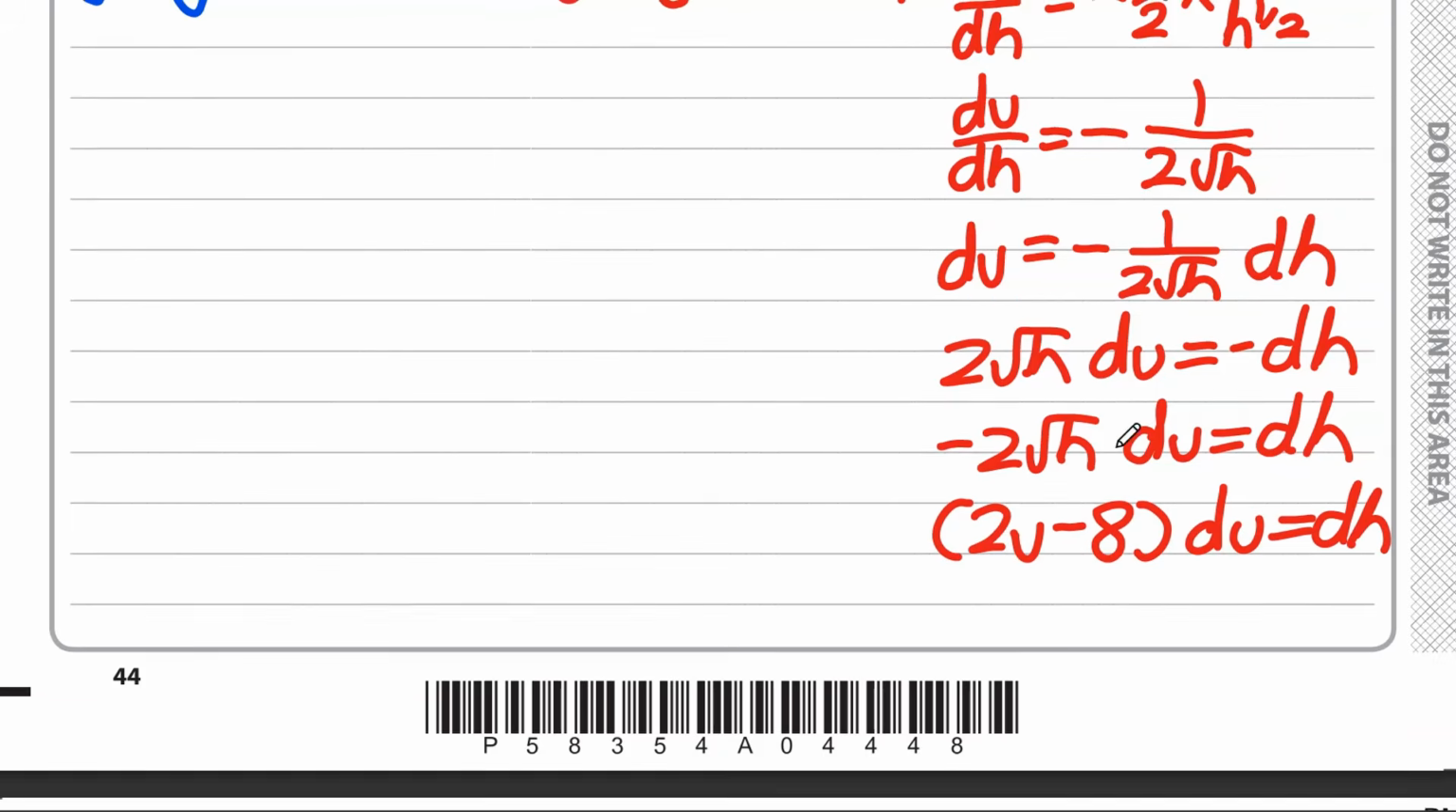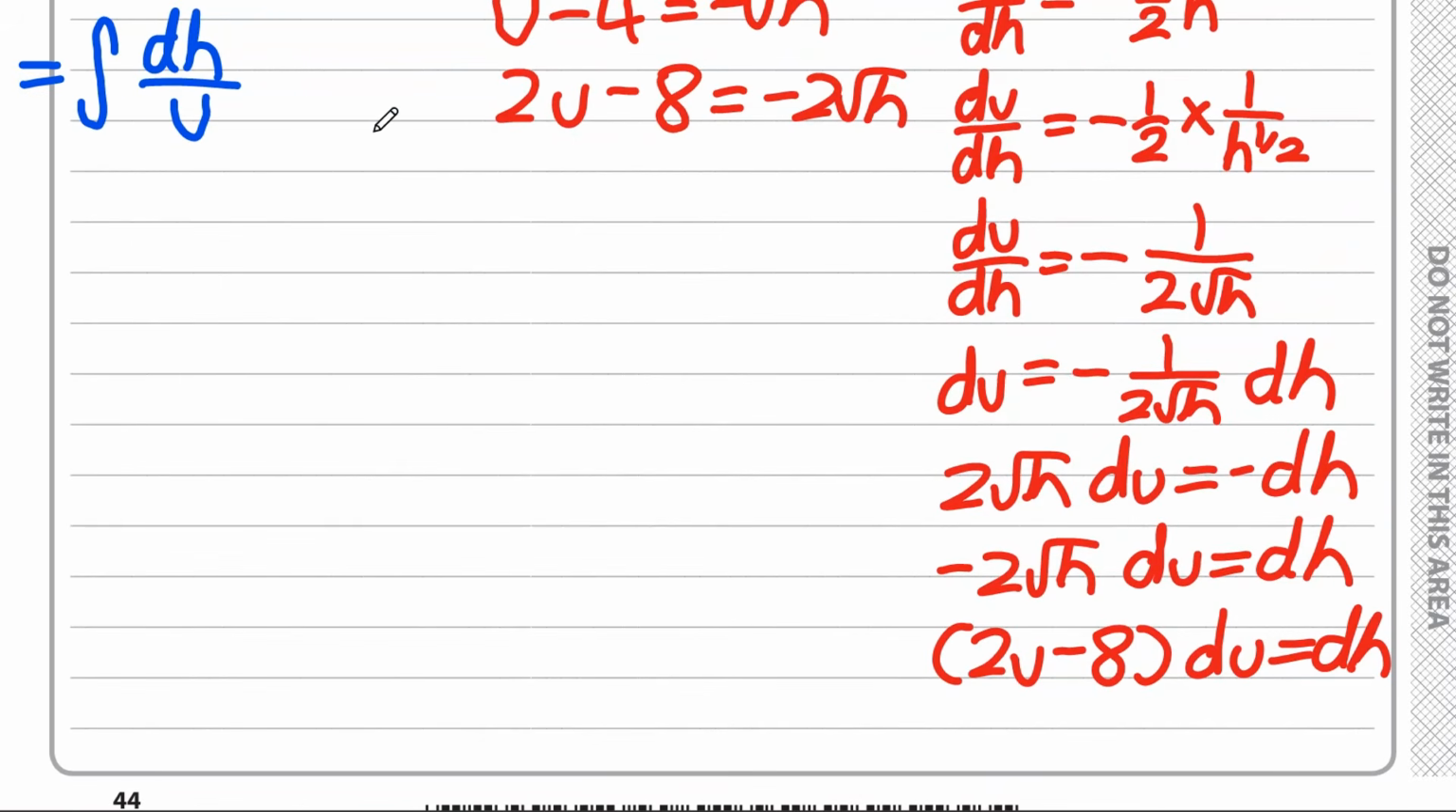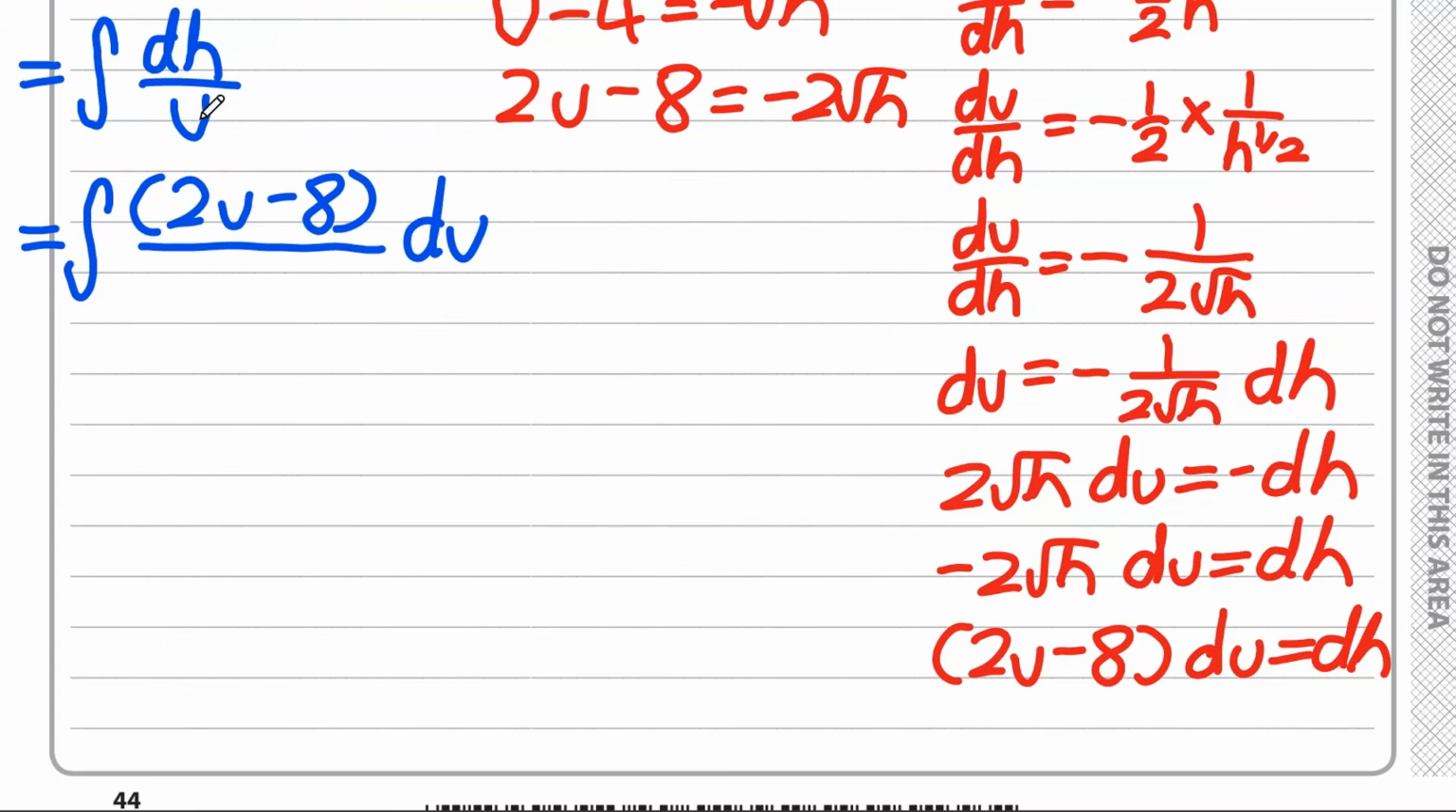And we can sub this out for dh, so we can write this here as the integral. Rather than dh, we can write this as 2u minus 8. I'm going to write the du down here like this, and all of this is over the u. And this we can integrate because all of the terms are now u, and we've got this du here. So we can go about integrating this.